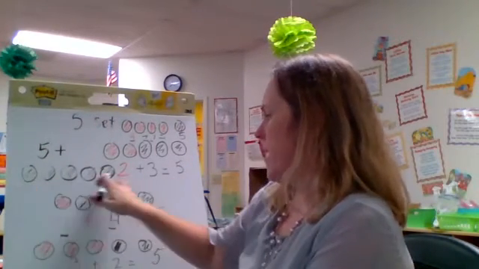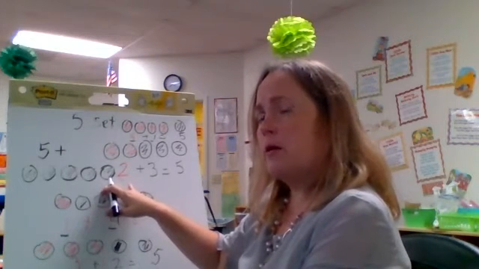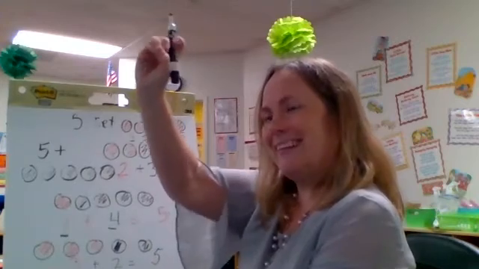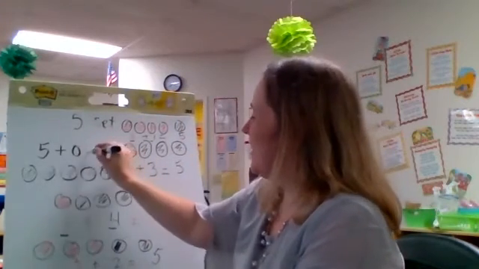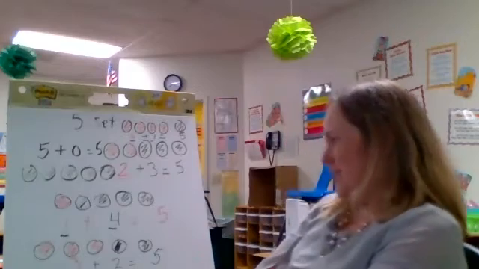How many red do we have? We don't have any red, do we? What number means nothing? 0. So we can make 5 just by coloring them all 5. Boys and girls, that's a lot of different ways to make 5.